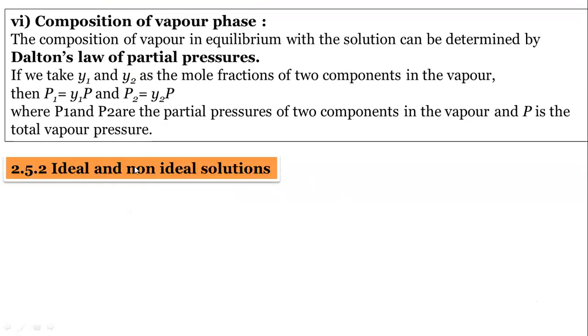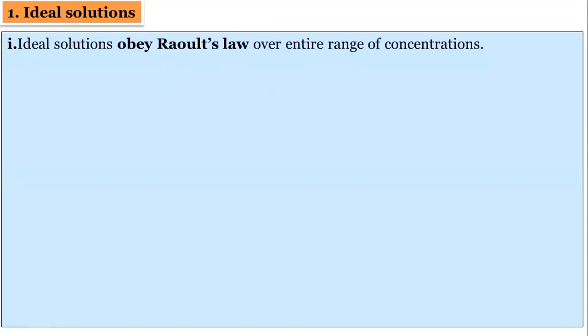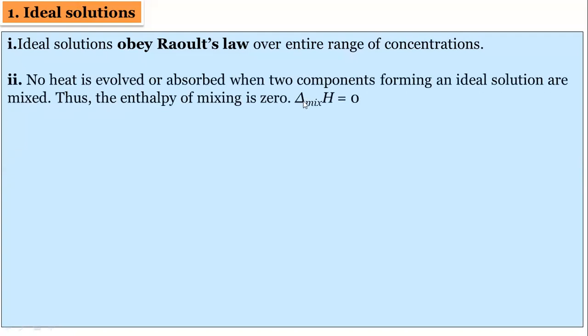Now this is very important for 1 mark: ideal and non-ideal solution. What is meant by ideal solution and what is meant by non-ideal solution? This may be asked for 1 mark. So what is an ideal solution? Remember, ideal solutions are the solutions which obey Raoult's law, and non-ideal solutions are the solutions which do not obey Raoult's law. And you know what is Raoult's law? I just explained Raoult's law.